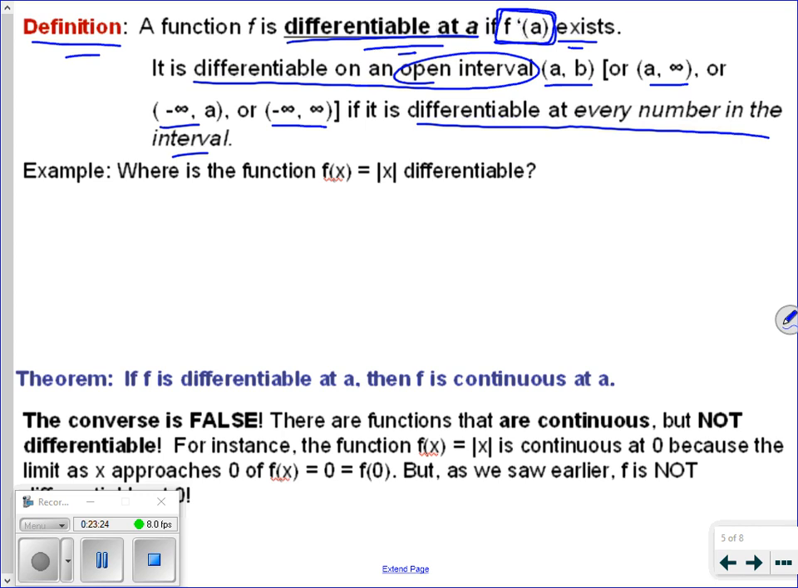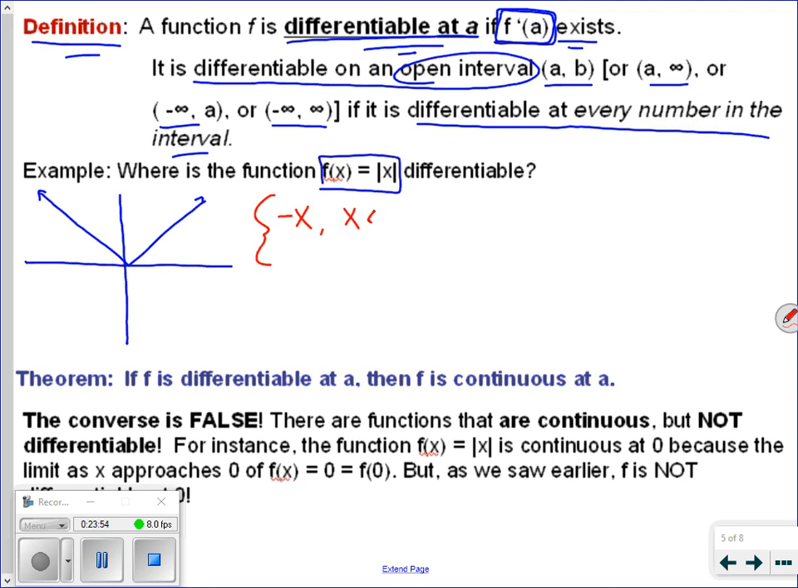Okay? So the best example we use to teach this is: where is the function f of x equals the absolute value of x differentiable? Let's think about this. We've discussed this in a previous lesson. We know what the parent function of absolute value of x looks like. It's like that. Remember how I told you that an absolute value is actually just a piecewise function? It's the same thing as negative x whenever x is less than 0, and x whenever x is greater than or equal to 0.